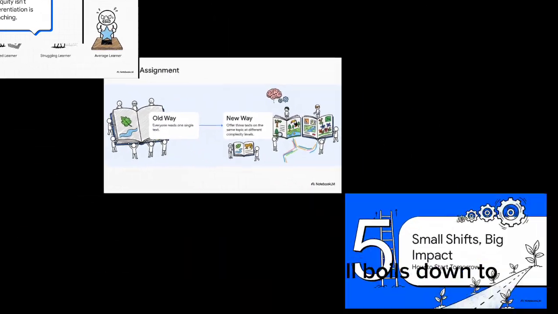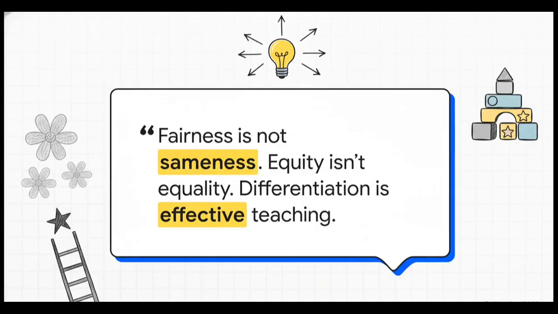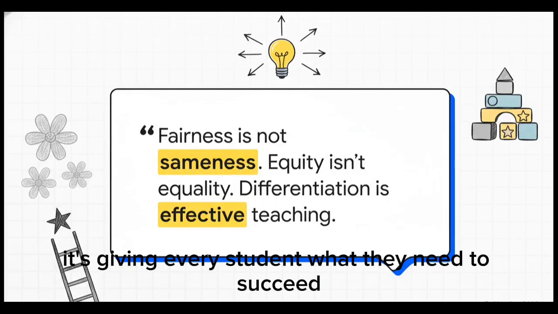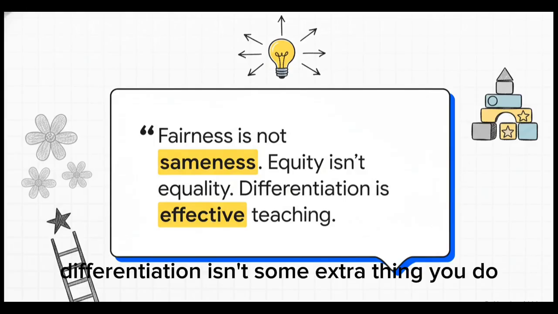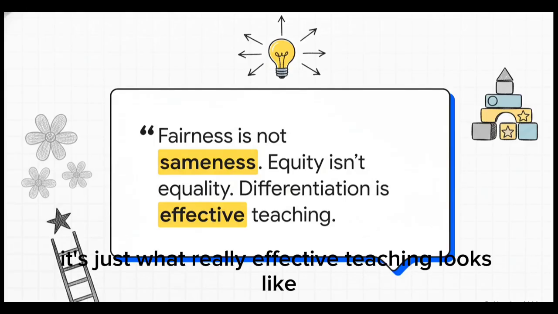And honestly, this is what it all boils down to. We have to change our definition of fair. True fairness isn't treating every student the same. It's giving every student what they need to succeed. Differentiation isn't some extra thing you do. It's just what really effective teaching looks like.